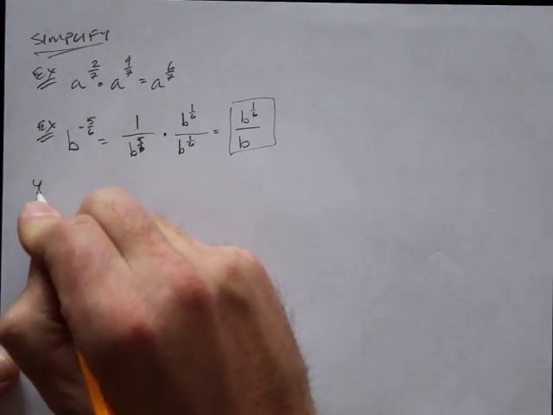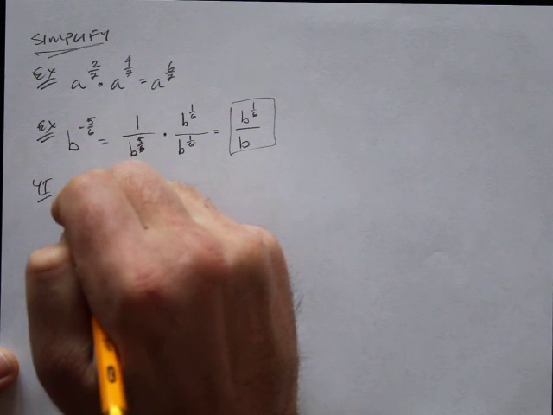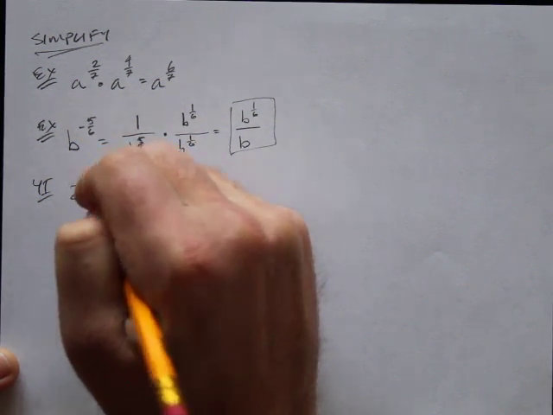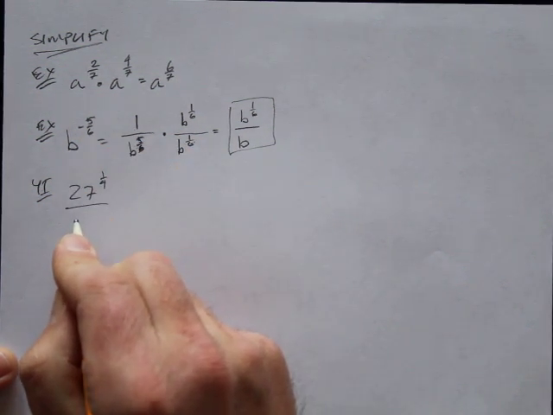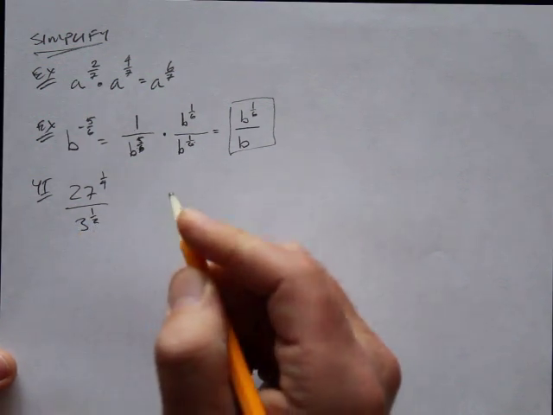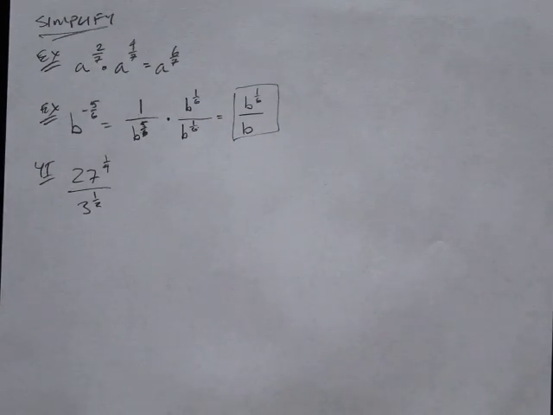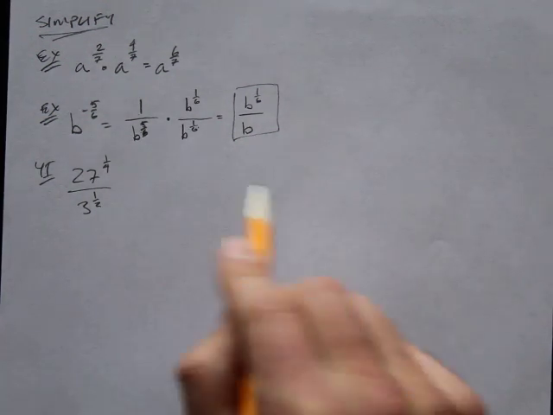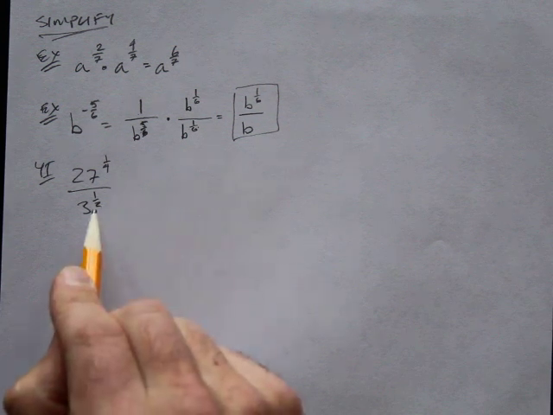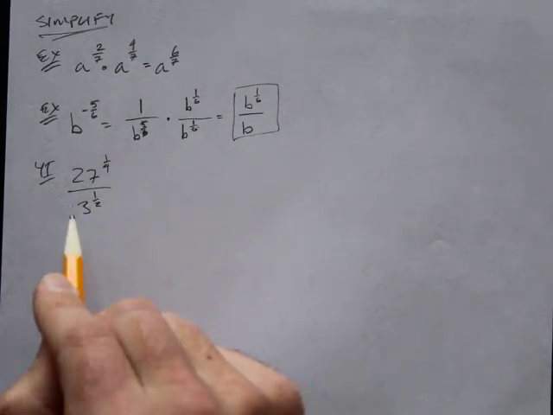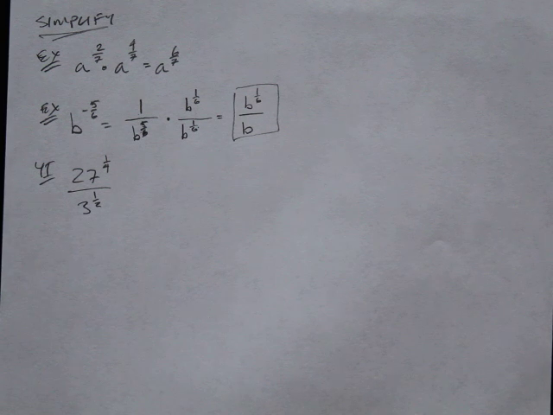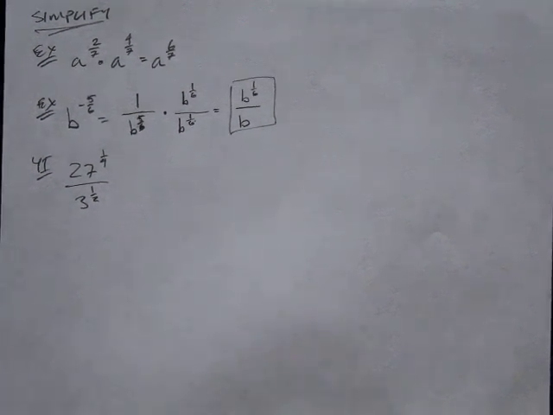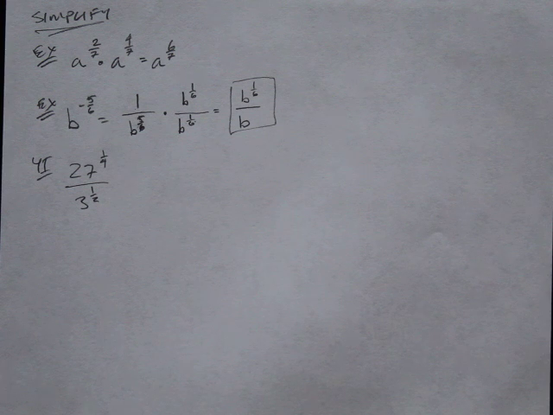You try one. 27 to the 1/4 over 3 to the 1/2. All right, so I want you to rationalize the denominator and then simplify it out the rest of the way. Rationalize the denominator first, and then go through the rest of what you think you can do here. This is a good question here. So go ahead and pause and see what you can do here.